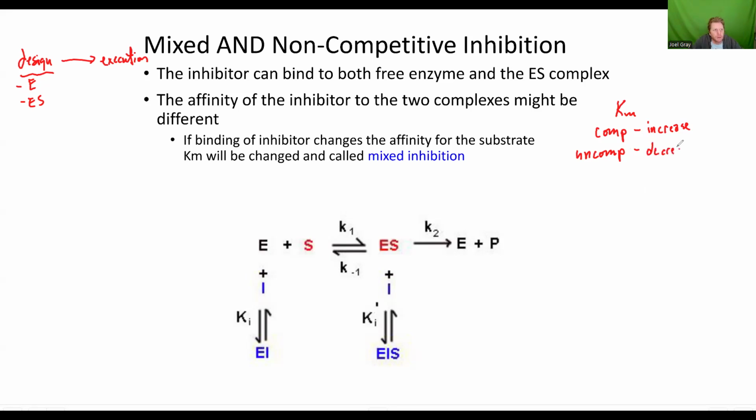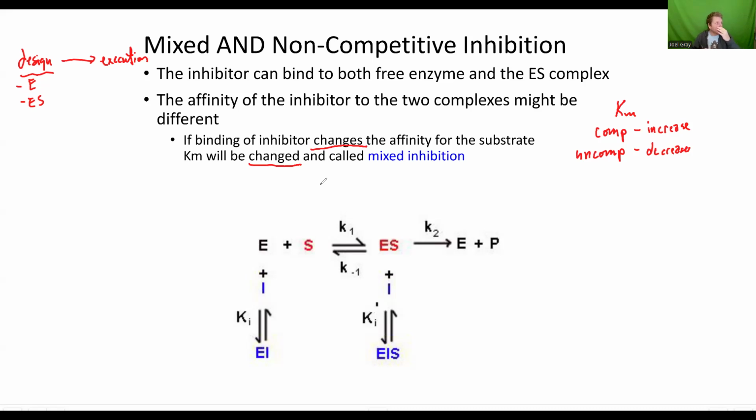Okay. So now let's look back at this definition. If binding of an inhibitor changes the affinity for the substrate, Km will be changed. Okay. So this is kind of ambiguous language. It's almost like, hey, it changes. That's almost like where you're trying to explain something and you can flip a coin and you're like, I can't remember which one it is. Well, it is definitely altered. It definitely changes. But in this case, this is saying that the Km could go up, it could go down.